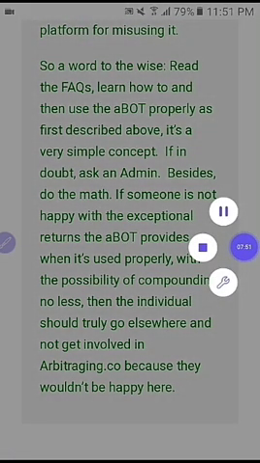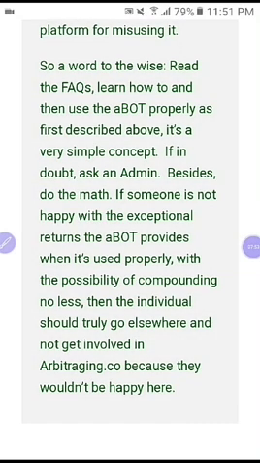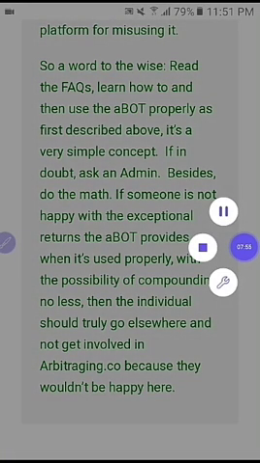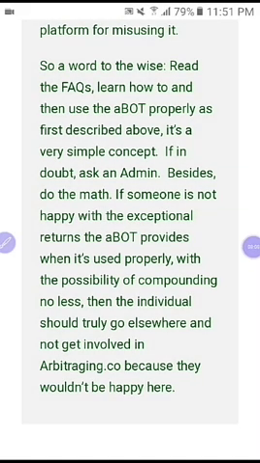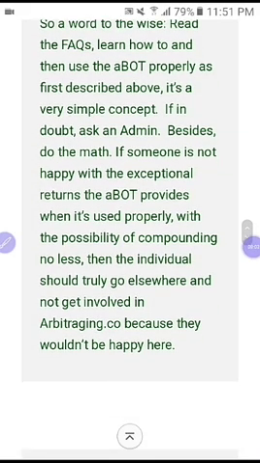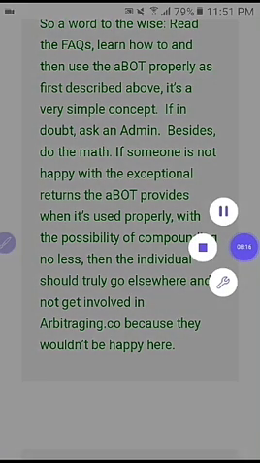It's a very simple concept. If in doubt, we need to ask the admin. Besides that, do the math. If someone is not happy with the exceptional returns the IBOT provides when it's used properly, with the possibility of compounding no less, then the individual should go elsewhere and not get involved in Arbitrage CO because they won't be happy here. So we are reading all what we are writing.